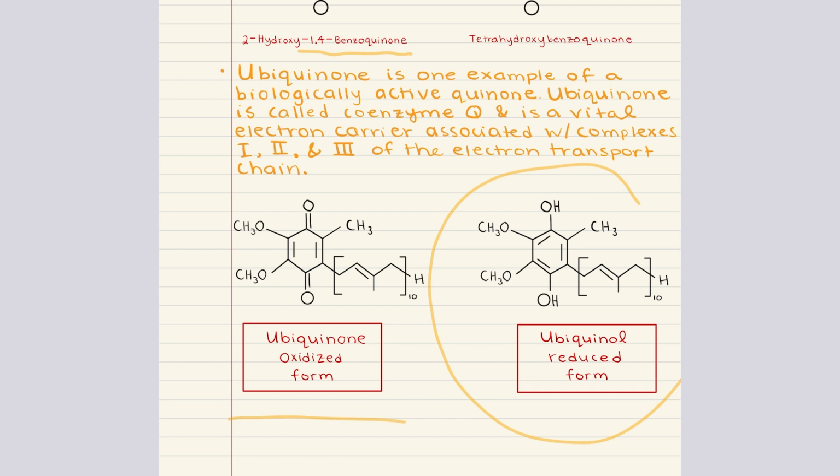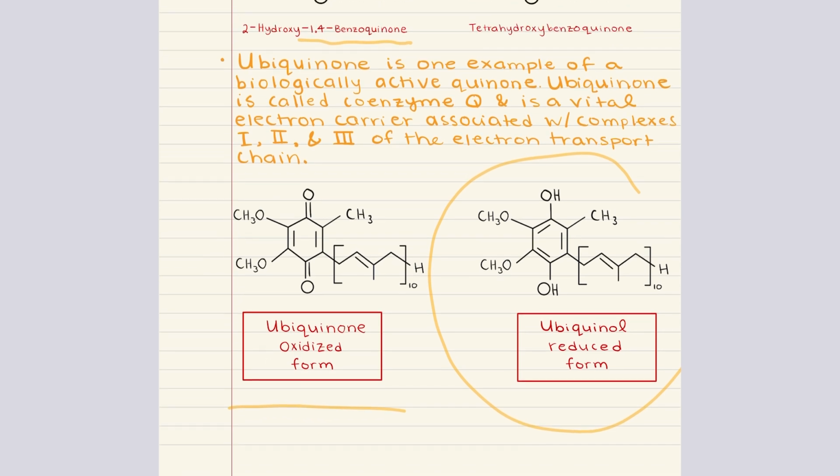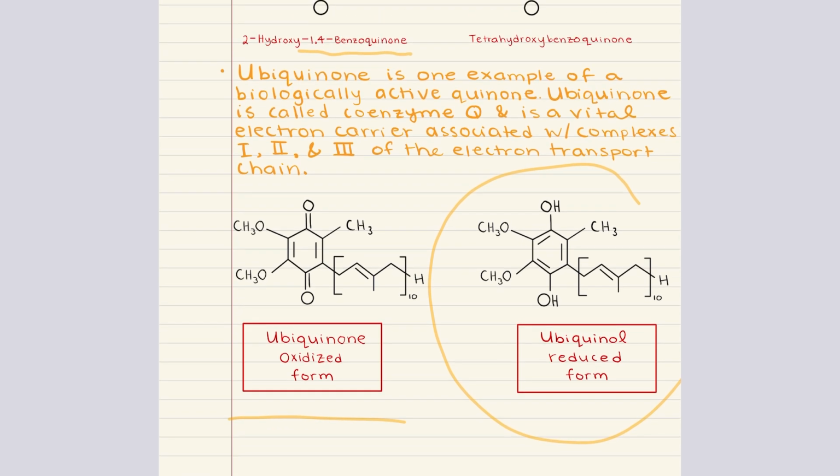This redox cycling allows ubiquinone to shuttle electrons between complexes 1, 2, and 3 in mitochondrial oxidative phosphorylation, and that drives ATP production and cellular energy metabolism. And with that, we've covered everything we want in this chapter.